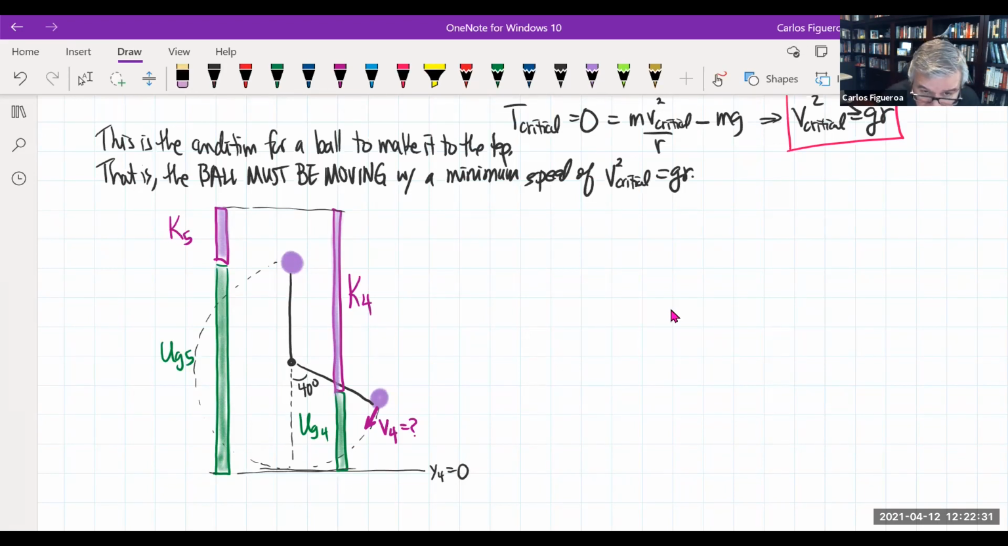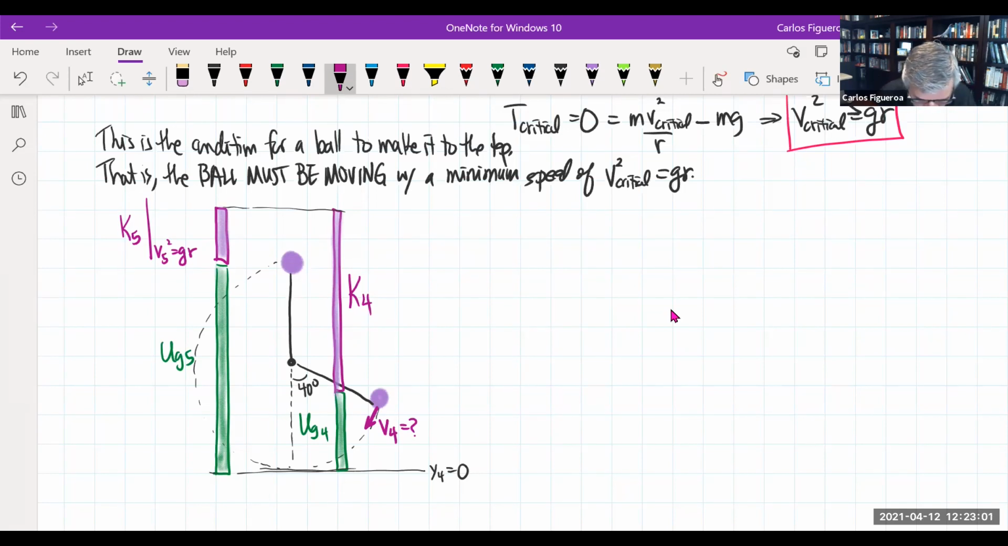So if that's the case here, I have a condition. I have a condition that at K5, right? Let me write this a little bit more in detail just to be clear. At kinetic energy 5, there's a condition. The condition is that V5 squared must be G times R. That's the condition.